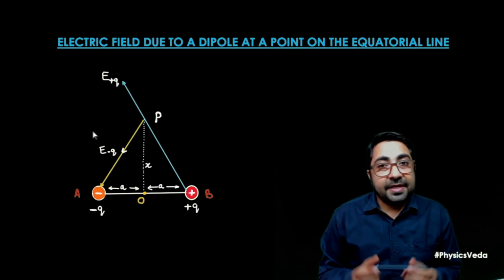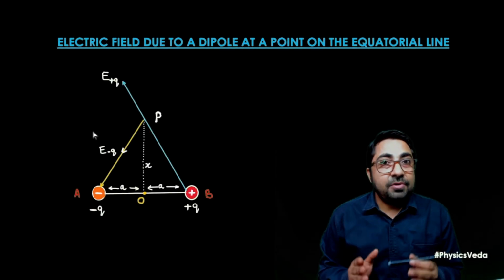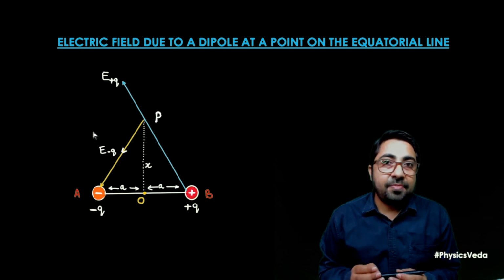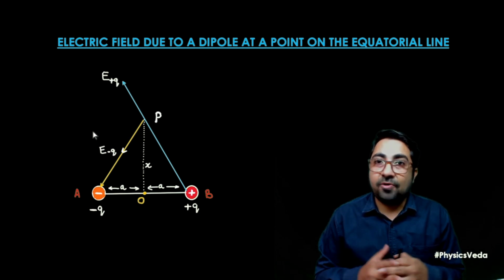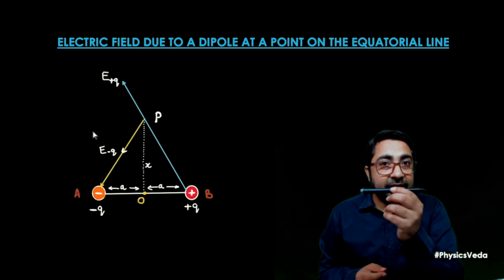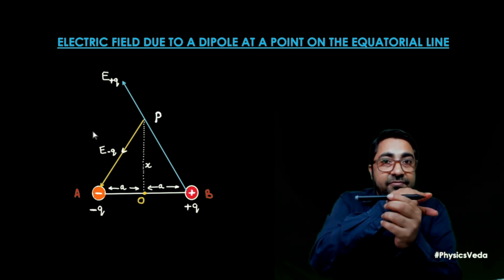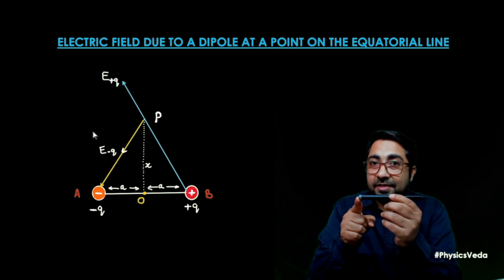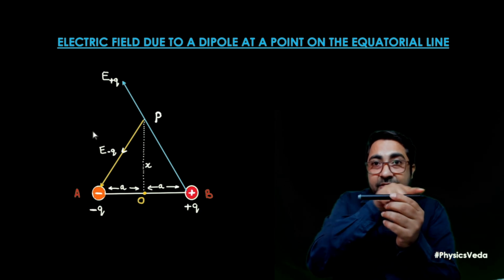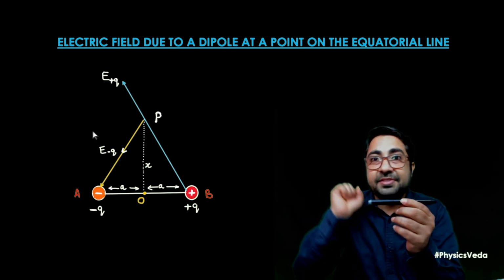अगर आपके पास एक डाइपोल सिस्टम है तो उस डाइपोल सिस्टम के लिए इक्वेटोरियल पॉइंट पर इलेक्ट्रिक फील्ड इंटेंसिटी क्या होगी. For example, if this is an electrical dipole, this is negative charge and this is positive charge, and the line which passes through the axis of dipole, it is called axial line.